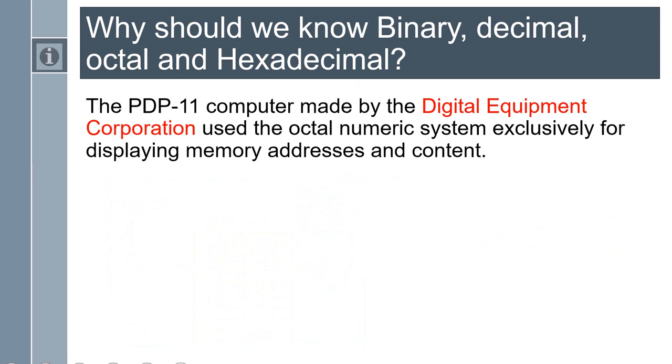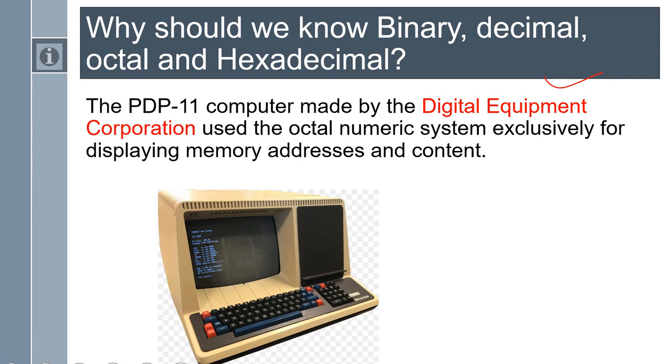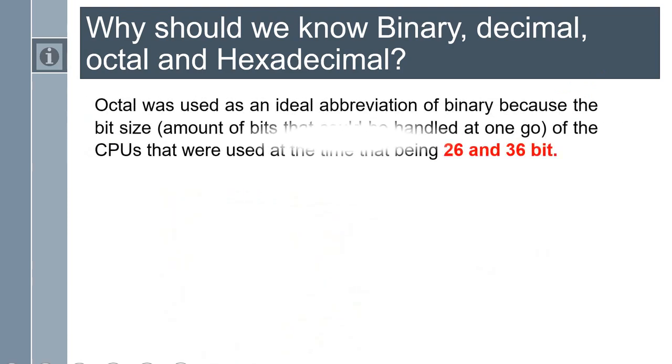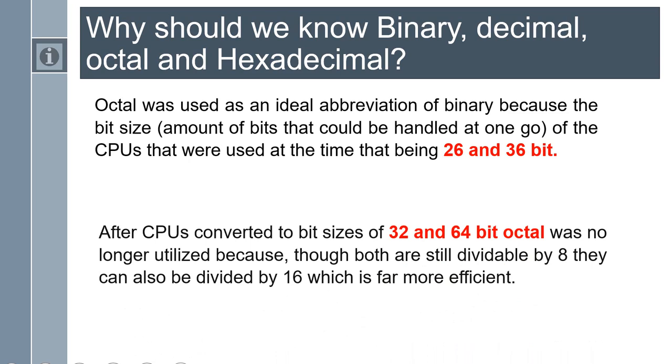The PDP-11 computer, made by the Digital Equipment Corporation, used the octal numeric system exclusively for displaying memory addresses and content. So how many bits does the octal number system use? Let's discuss. Octal was used as an ideal abbreviation of binary because the bit size of the CPUs used at that time was 26 and 36 bit. But now CPUs have converted to bit sizes of 32 to 64 bit, and octal is no longer utilized because though both are still divisible by 8, they can also be divided by 16, which is far more efficient.